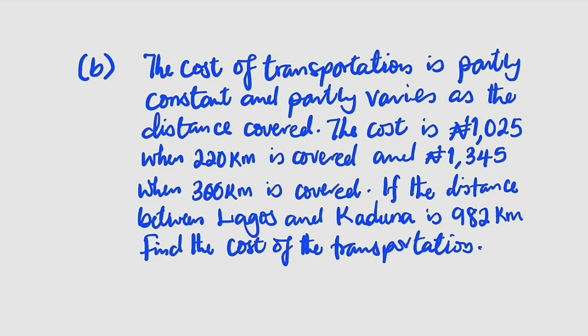So here is the B part of question number 7, which reads, the cost of transportation is partly constant and partly varies as distance covered. The cost is 1,025 naira when 220 kilometers is covered, and the cost also is 1,345 when 300 kilometers is covered. If the distance between Lagos and Kaduna is 982 kilometers, we are asked to find the cost of the transportation, that is from Lagos to Kaduna.